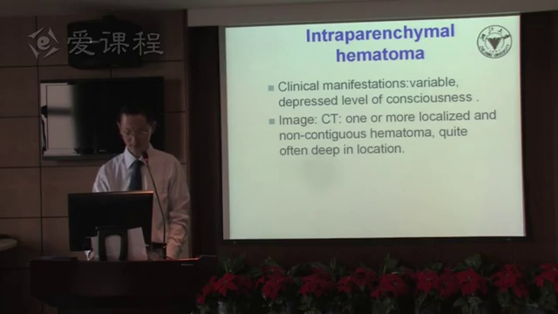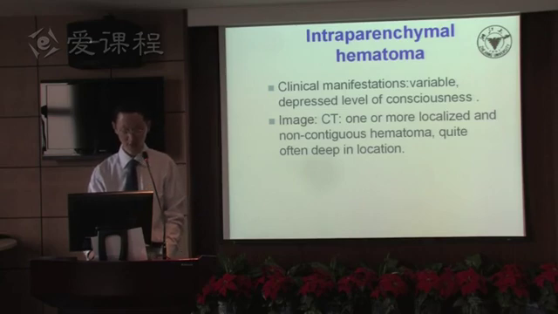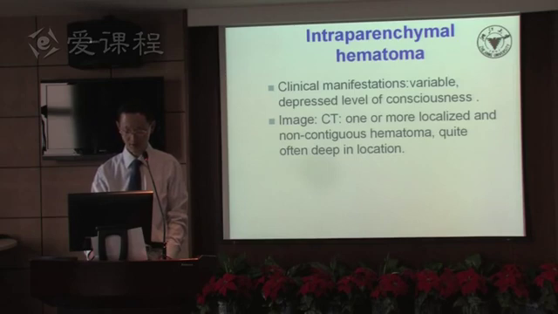Traumatic intracerebral hematomas are usually located in the frontal and anterior temporal lobe, although they can occur in virtually any area. They are high-density lesions and are usually surrounded by a zone of low density caused by edema.